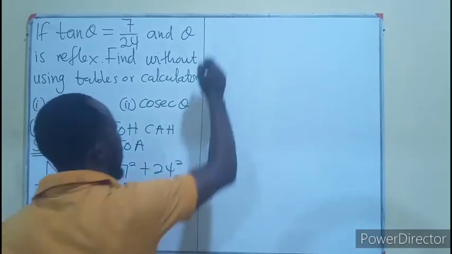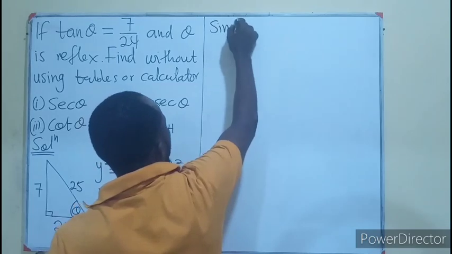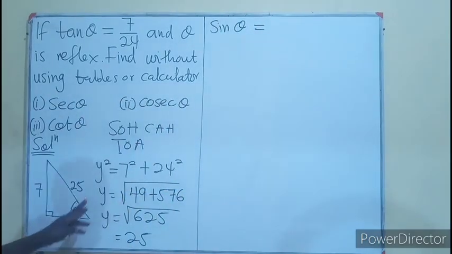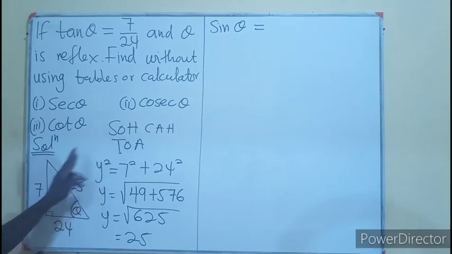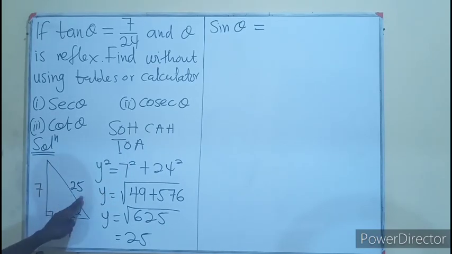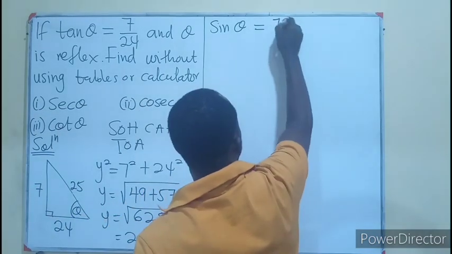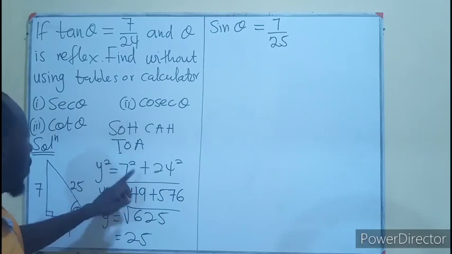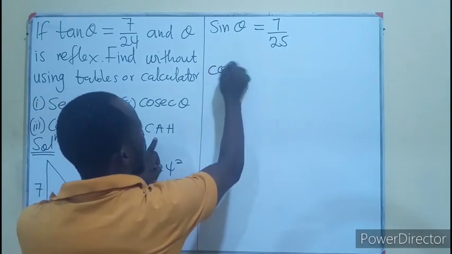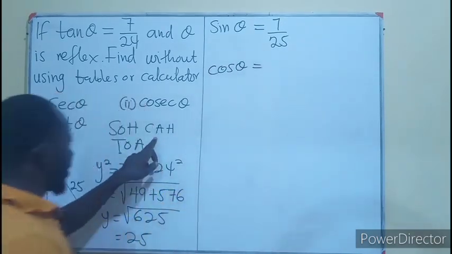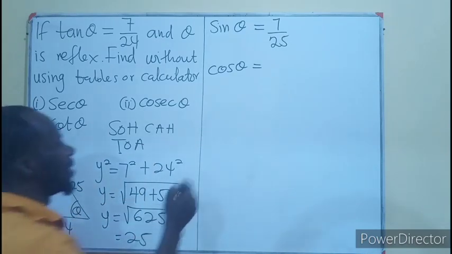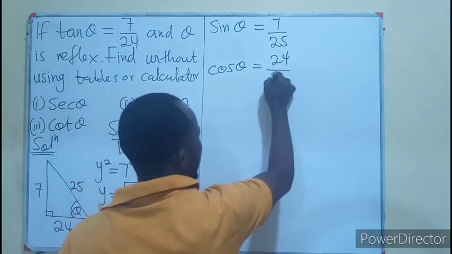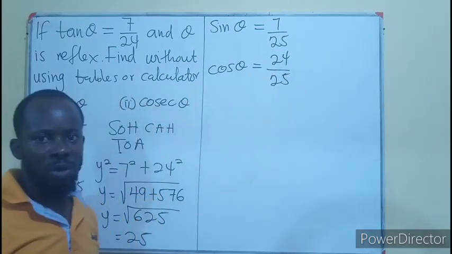So therefore, your sine of the angle theta is going to be the opposite side over the hypotenuse, and the opposite is 7, so 7 out of 25. Then let's go for cos theta, which is going to be adjacent over hypotenuse, right? Good. So this is what we are looking for.